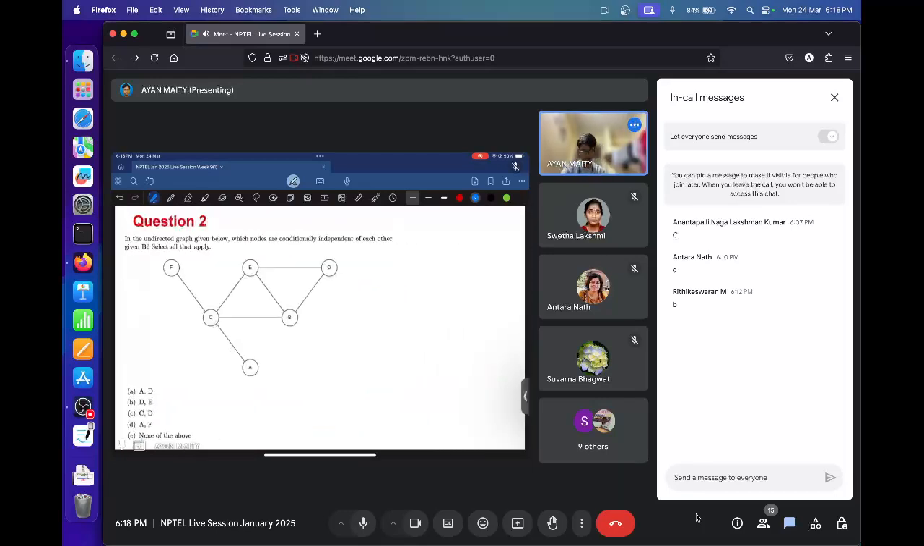Now question 2. This is again on a Bayesian network, but this time it is an undirected graph, so the edge directions are not present here. In the undirected graph below, which nodes are conditionally independent of each other given B? If B is given, you have to find out whether A and D are independent, whether D and E are independent, whether C and D are independent, whether A and F are independent. In each of the cases, B is given. You have to find which pair of nodes is conditionally independent from the options.